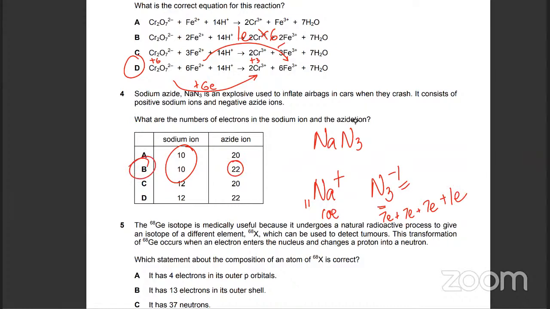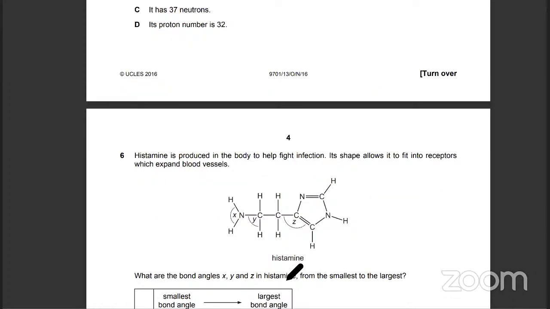So the answer is B, that there are 3 N's, 7 electrons each, but they also have a -1 charge. So that means there's one extra electron. Okay, now the next one, let's leave isotopes.